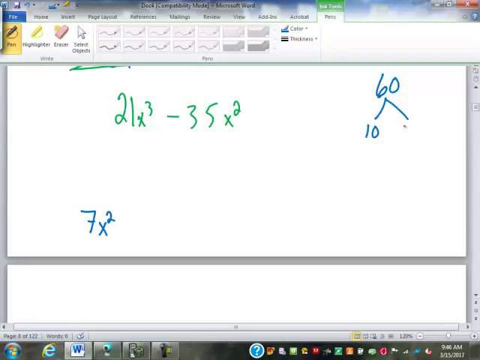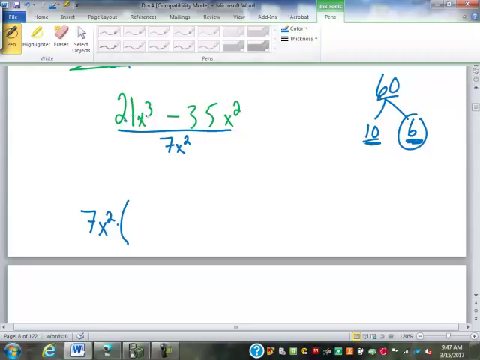I decided to take out a 10, how did I find what went over here? 60 divided by 10 left me with 6, right? So I found this number by dividing by this one. So to find what the second number is going to be here, I go up here and divide by 7x squared.